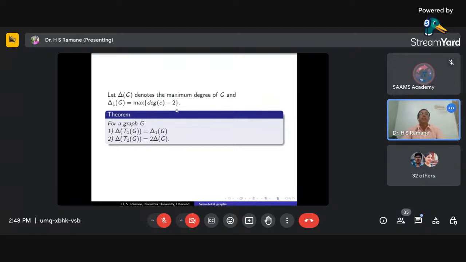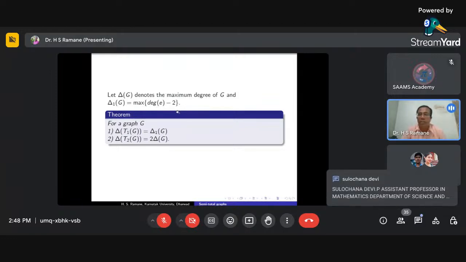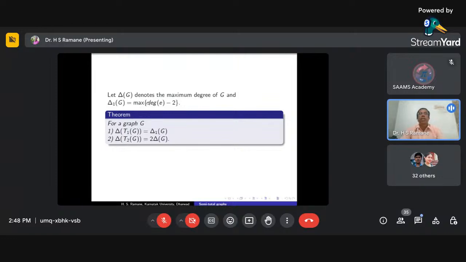So degree of an edge means, if E has endpoints U and V, then the degree of the edge is degree of U plus degree of V minus 2. So this quantity is simply degree of U plus degree of V, where U and V are adjacent, meaning the endpoints of the edge. Delta 1 is denoted by that.